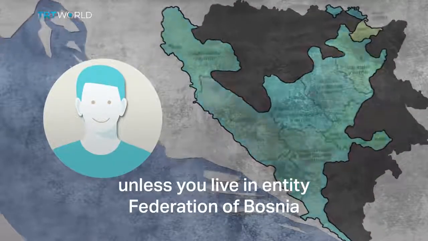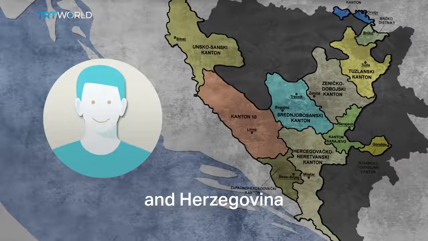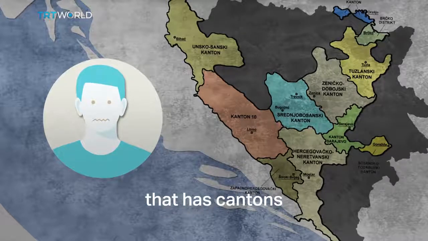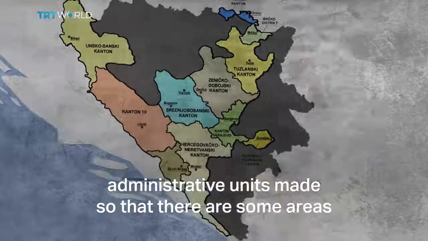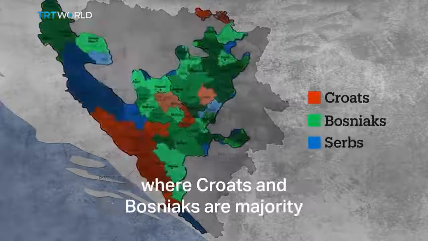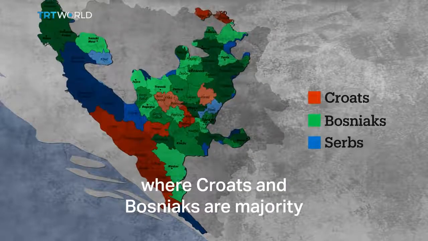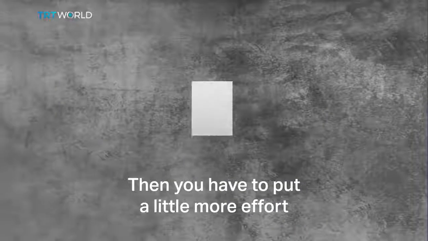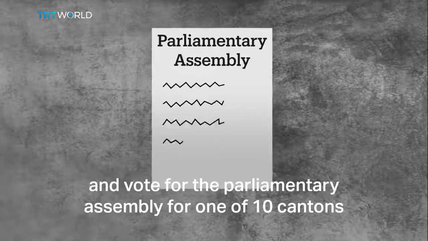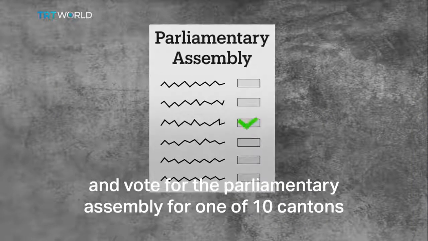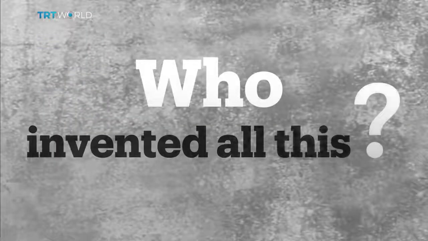Unless you live in the entity Federation of Bosnia and Herzegovina that has cantons, administrative units made so that there are some areas where Croats and Bosniaks are a majority. Then you have to put a little more effort and vote for the Parliamentary Assembly for one of the 10 cantons you live in.